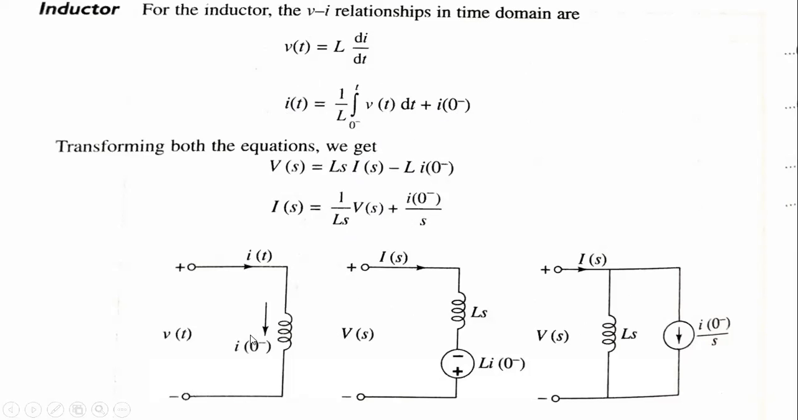How can we convert this inductor? You can observe here that along with the inductor, there will be the current source. Here in series and here in parallel, how can you convert that inductor value from the time domain to the frequency domain? See here, this is in the time domain, this is also in the time domain, and these two are in the frequency domain, and this one is in the time domain.